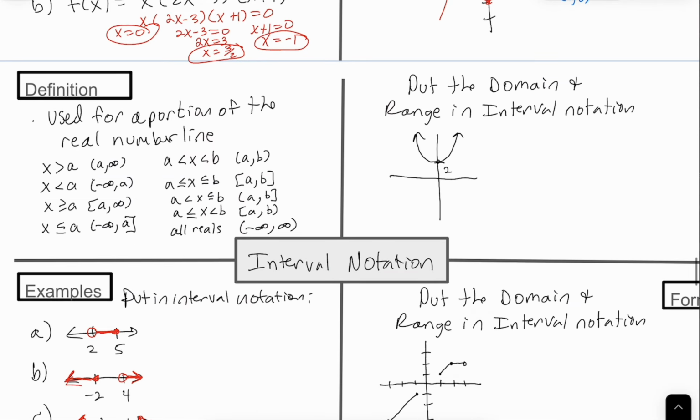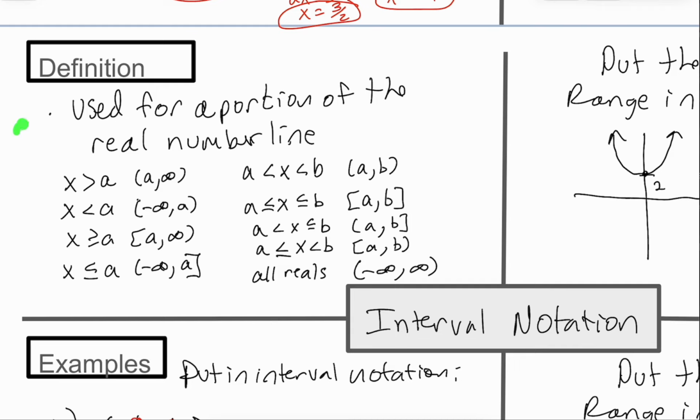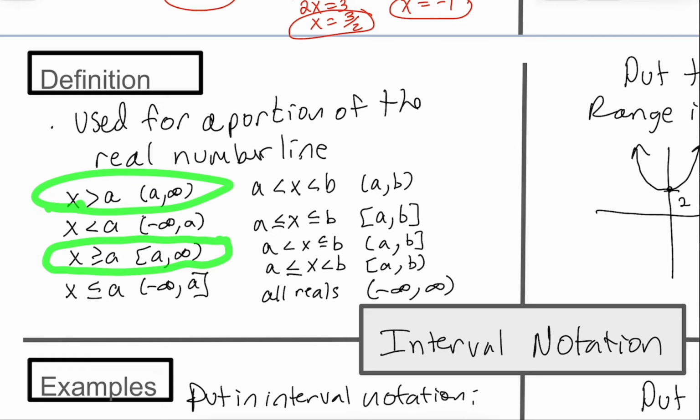Last one is about interval notation. It says in the definition page that interval notation is used for a portion of the real number line. Now you have the inequality. Let's talk about the interval notation you would use. A is greater than 0. That means don't include the A. It's going to go from A to infinity with parentheses. If you include the A, only thing that changes is the bracket.